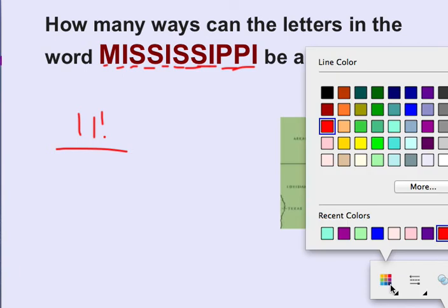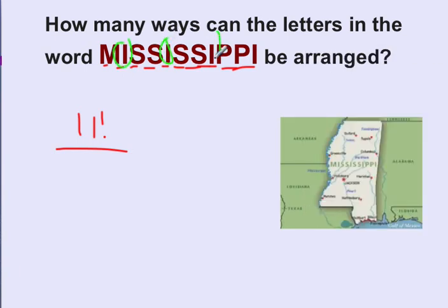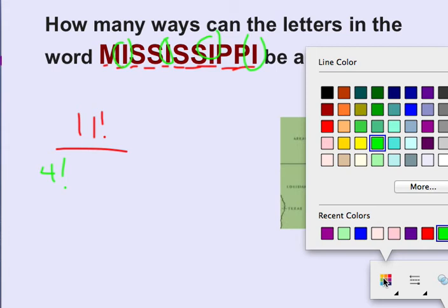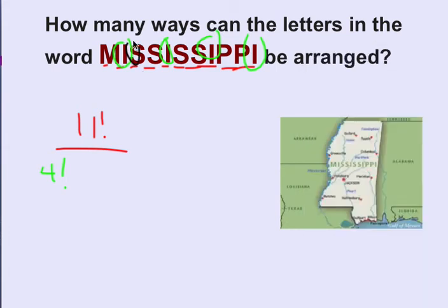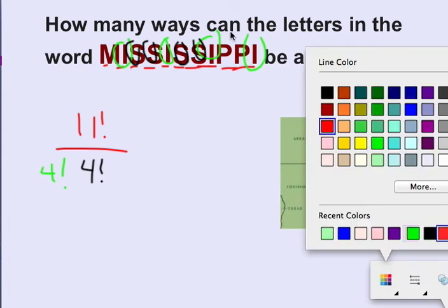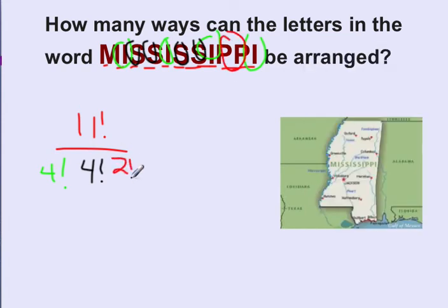So first of all, let's start with the I. So I count, there's 1, 2, 3, 4 I's. So I'm going to have 4 factorial on the bottom. And then I'm going to count, and there's 1, 2, 3, 4 S's. So I'm going to have another 4 factorial on the bottom. And then I have 2 P's, so I'm going to divide that by 2 factorial.